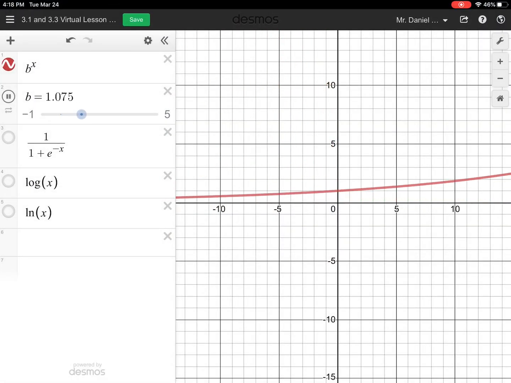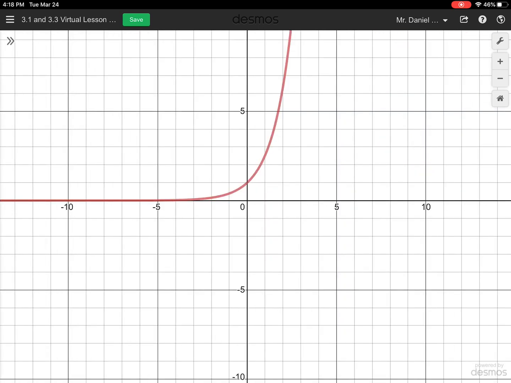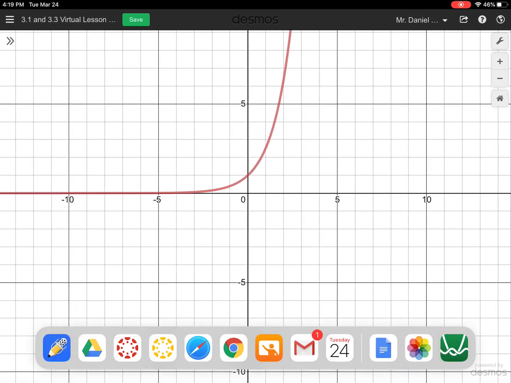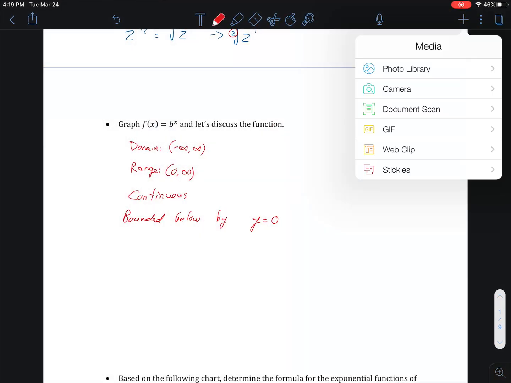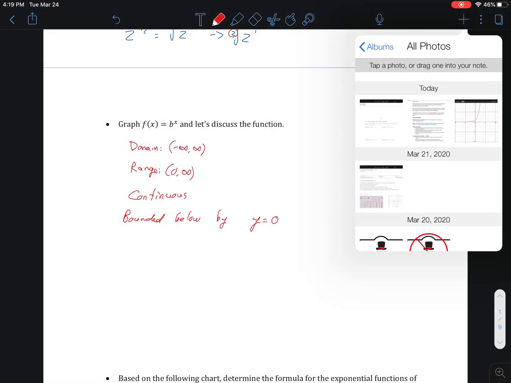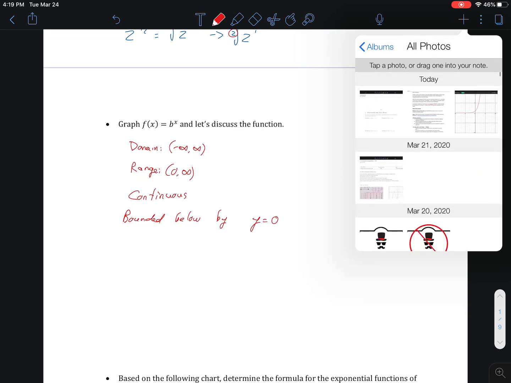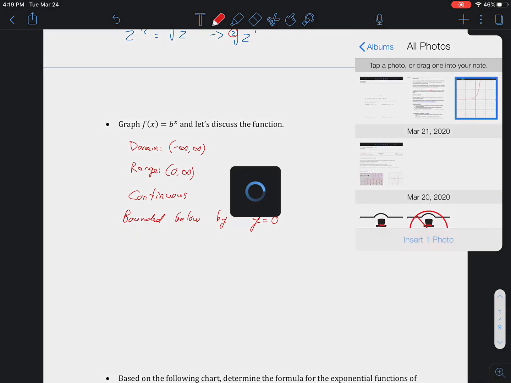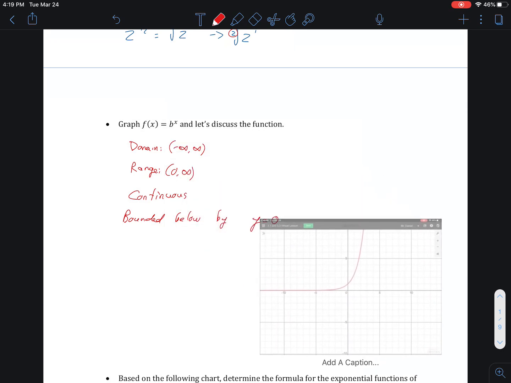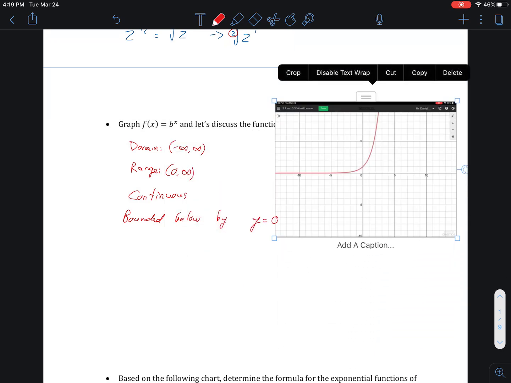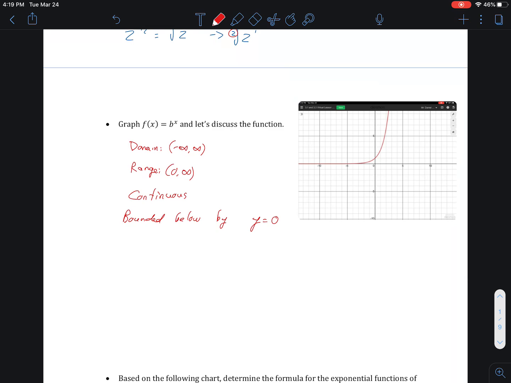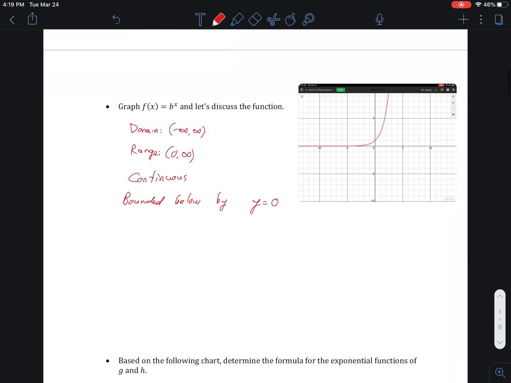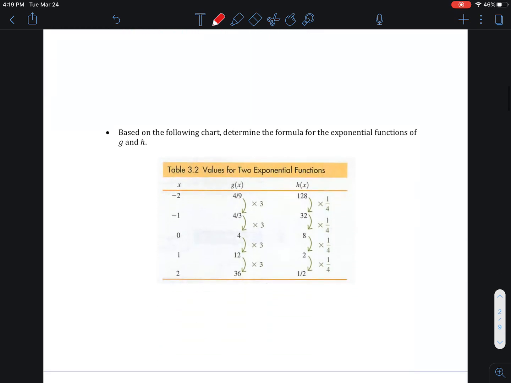If we just go like this, we'll pause it at a nice-looking one. I'll just pause it right there. Screenshot this, and we'll pop this into the notes, photos. And there's my photo of it. So there's what my b to the x looks like, something like that.